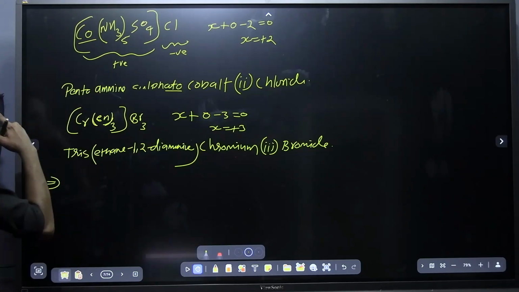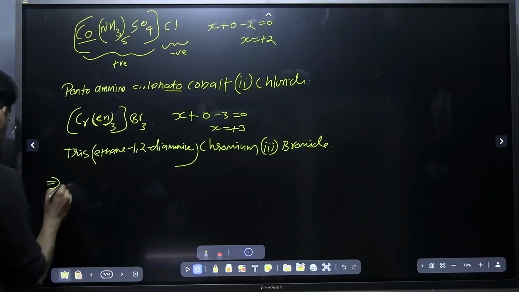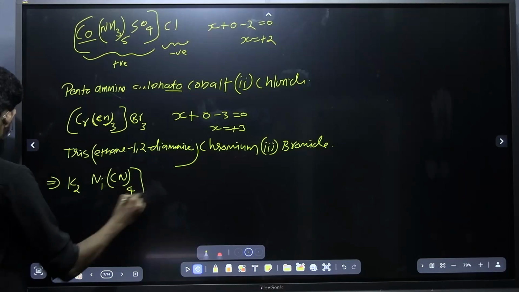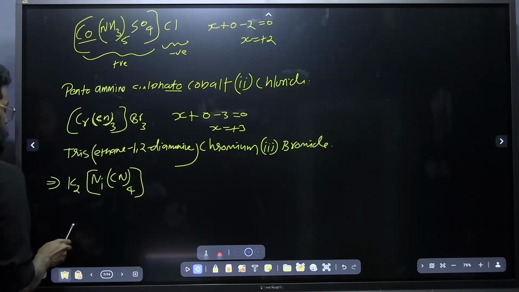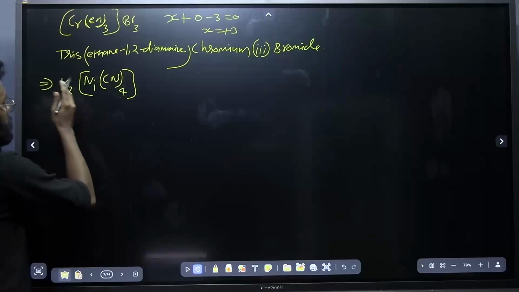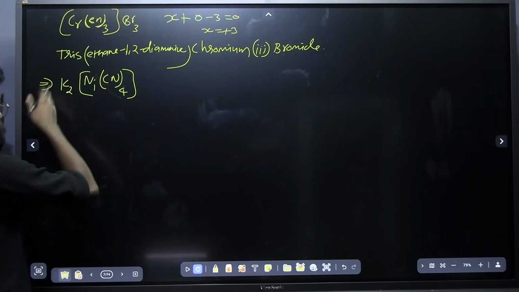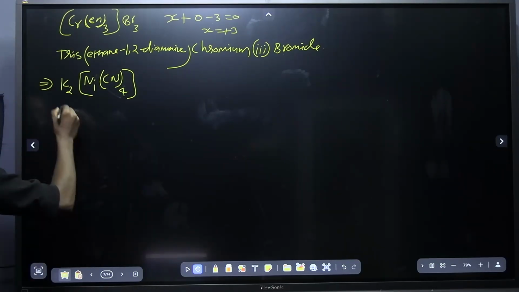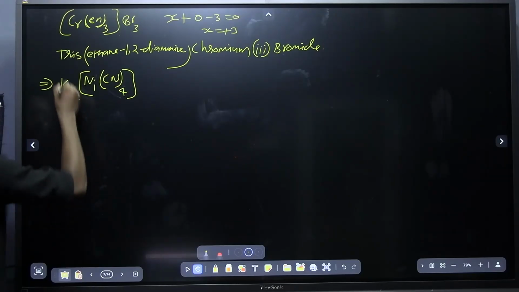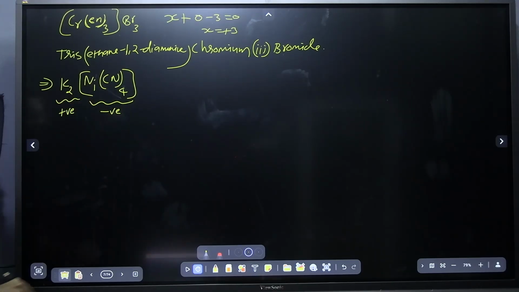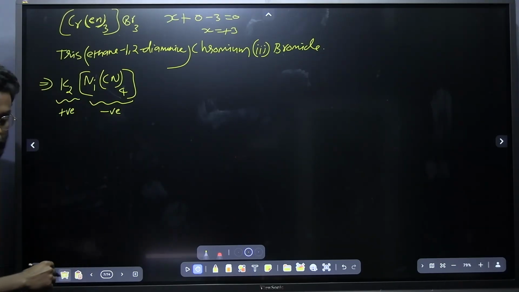Now the next one. I am giving one more example. K2[Ni(CN)4]. Name this coordination complex. Here you can see there is a cation which is outside the coordination sphere, and then the anion is the coordination sphere. The left part is potassium, which is the positive part, and the right part is the coordination sphere, which is the negative one.